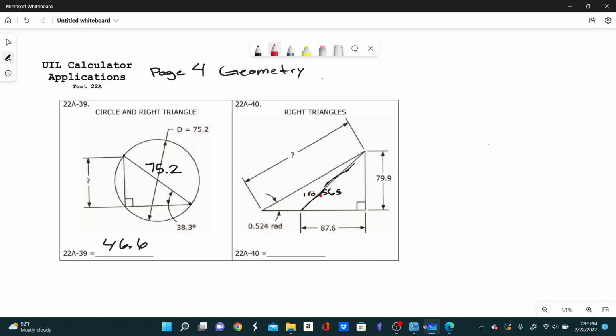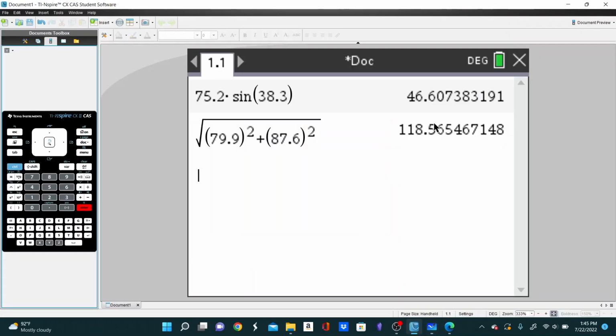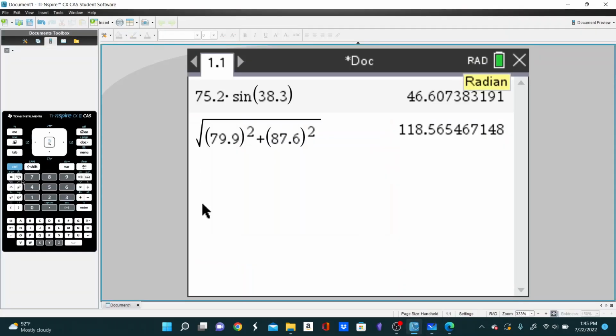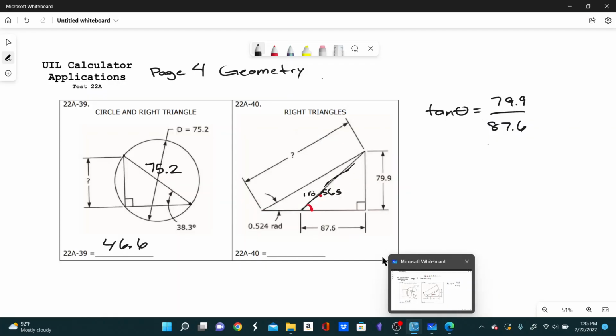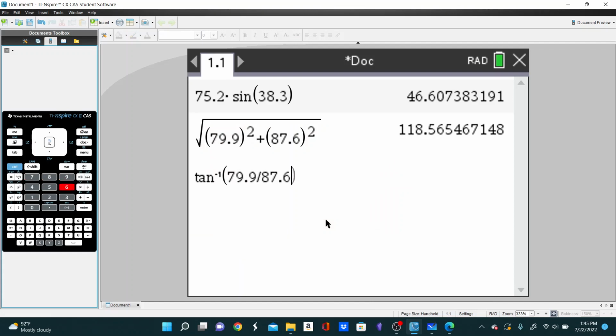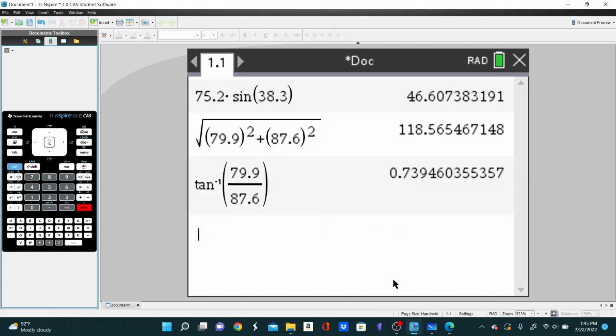So now we have one more piece of information about this triangle that we're trying to find the long side of. So what other information can we get? We can solve for this angle, which in turn will help us solve for this angle. If we use opposite and adjacent, tangent of that angle theta will be 79.9 divided by 87.6. So to find that angle, we first have to switch to radians, and then it's just the arctangent of 79.9 over 87.6. So it's going to be 0.739 radians.